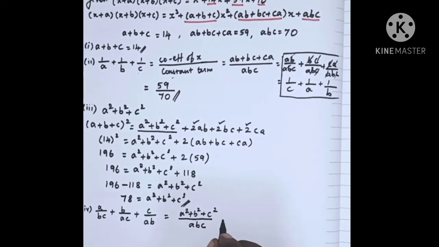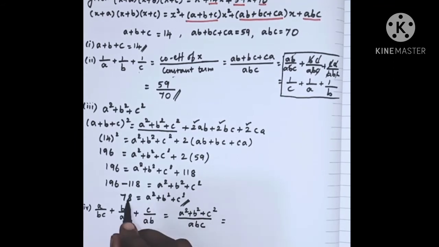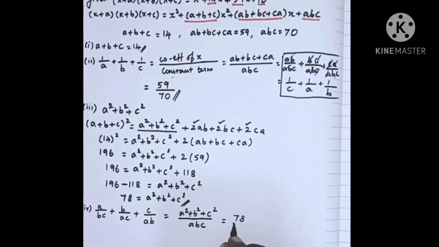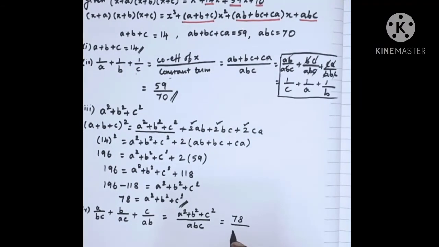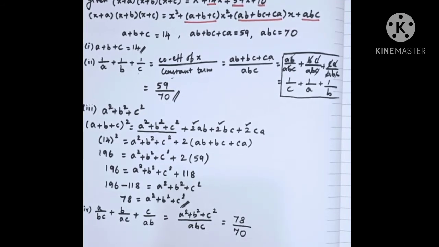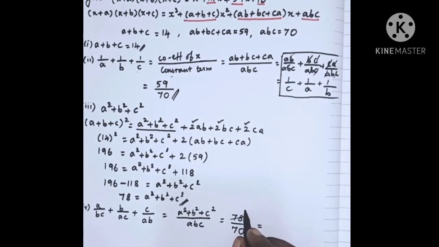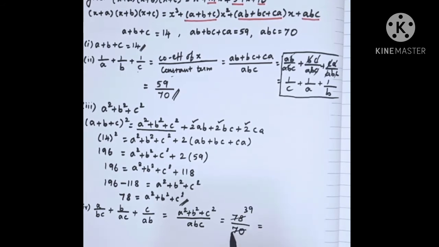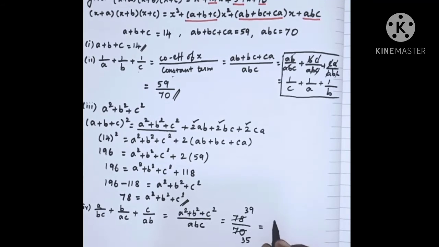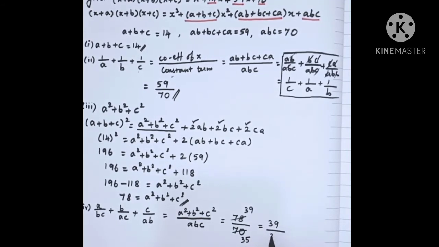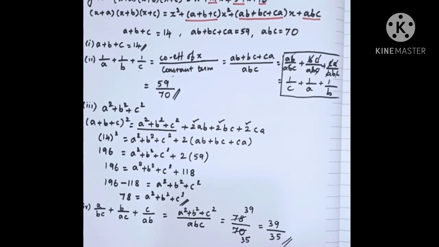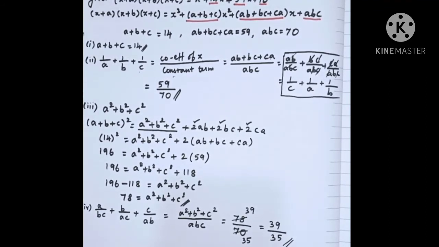So, the value of A square plus B square plus C square is 78, divided by the value of ABC, which is nothing but 70. So, these two numbers will be cancelled by 2. Cancelling this number by 2, 3 2s are 6, balance 1, 18, 9 2s are 18. This number is 35 2s are 70. So, the answer is 39 by 35. This is the answer for the last subdivision.